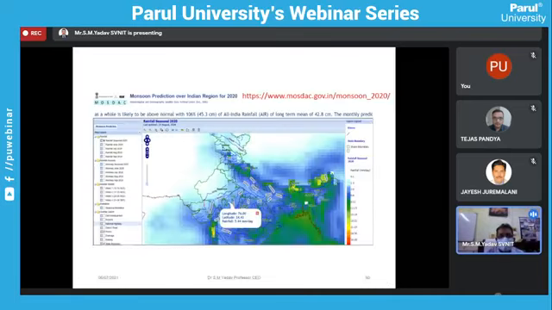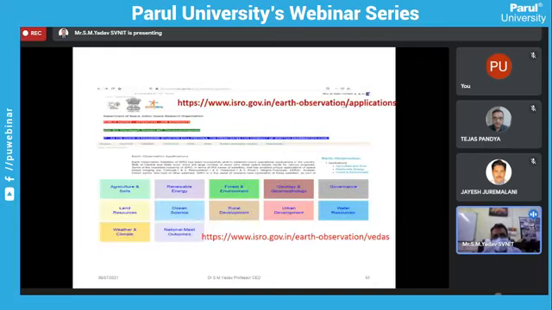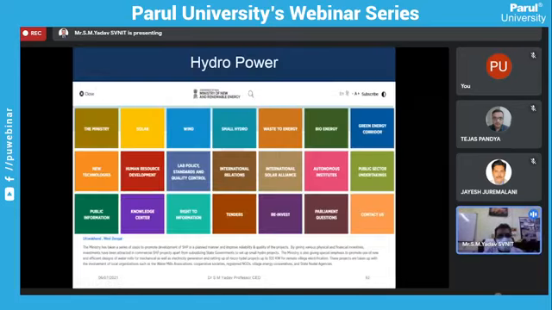This is the monsoon prediction for the Indian region for 2020. Again, this is the website of MOSDAC, where you can find all the forecasts. This is another very important and useful website, of ISRO, Government of India, and you can get a lot of information from it, where the water resources engineer can work as a scientist.